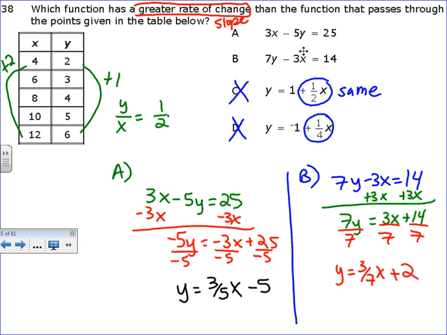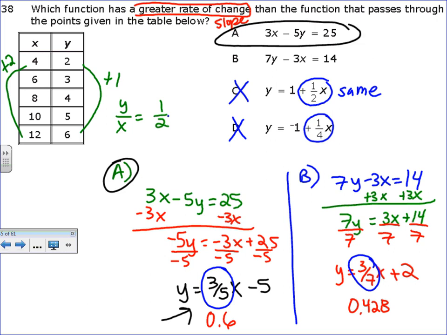So now when I'm looking for my slopes, I'm looking at this number and this number. 3/5 or 3/7. Which one's greater than 1/2? Well, if you don't know, you can always use your calculator. So if you take 3 divided by 5, you get 0.6. And if you take 3 divided by 7, you get 0.428. Which one of those is bigger than 1/2? This one. So that means my answer is A.